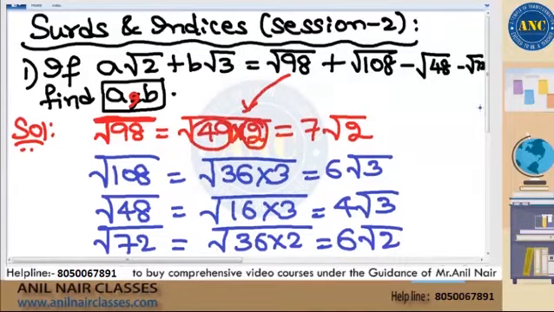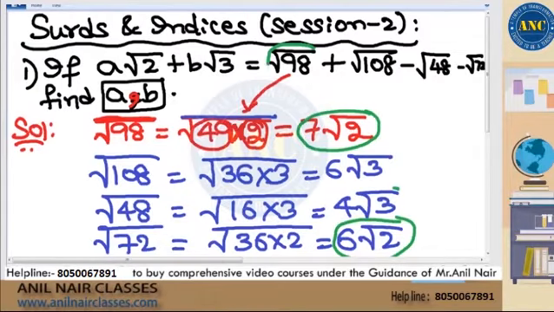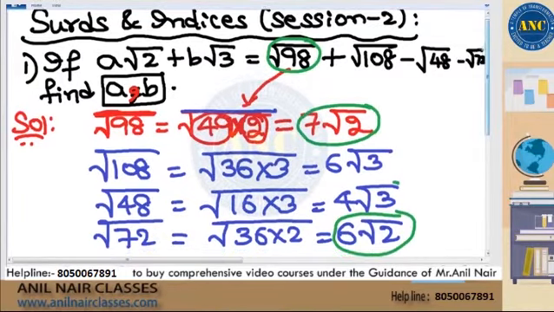What are they asking in the question? They are asking you to find the values of a and b. Can I say it like this? Root 98 is 7 root 2, root 48 is 4 root 3, root 72 is 6 root 2. 7 root 2 is this term, and 6 root 2 is this term with a negative sign. 7 root 2 minus 6 root 2 is 1 root 2.